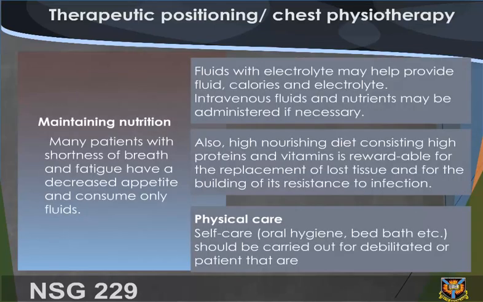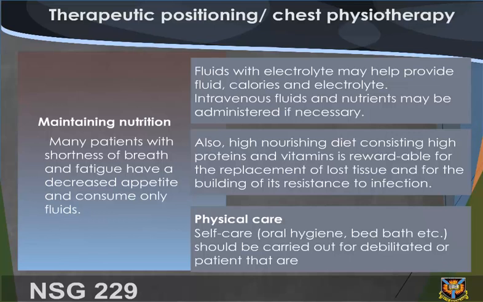Maintaining nutrition. Many patients with shortness of breath and fatigue have a decreased appetite and consume only fluids. Fluids with electrolytes may help provide fluid, calories, and electrolytes. Intravenous fluids and nutrients may be administered if necessary. Also, a highly nourishing diet consisting of high proteins and vitamins is advisable for the replacement of lost tissue and for the building of resistance to infection.